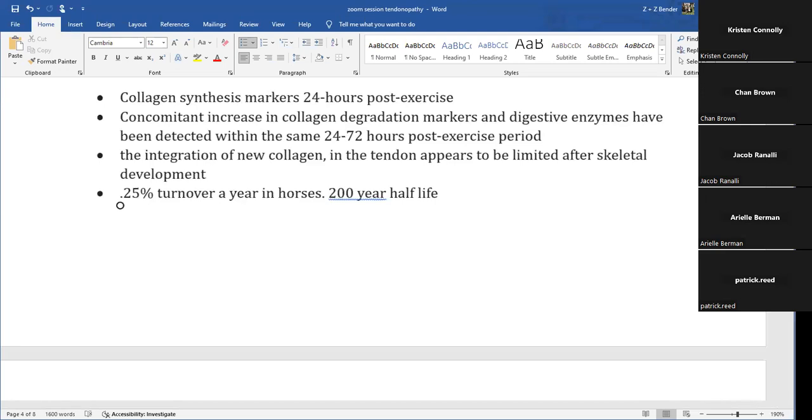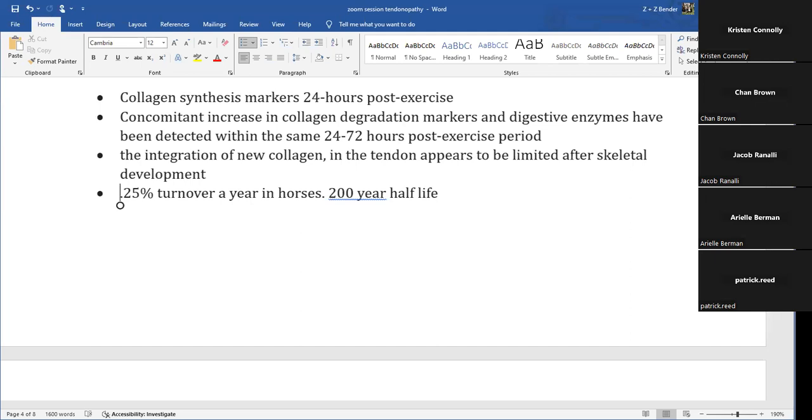that's where I mentioned earlier, the integration of new collagen. We talked about, just to jump here a little bit, and it appears limited after skeletal development. They really talk about age 17. I thought that was an interesting fact too, that the collagen turnover rate in the horses is 0.25% a year, which gives it a half-life, meaning that you'll turn over half of your collagen in 200 years.